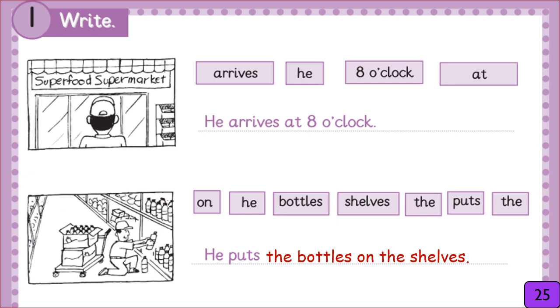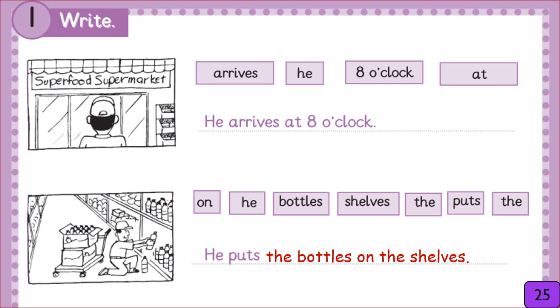Activity 1. Write. Look at the pictures and put the words into the correct order to make a sentence. هنبص للصورة في الأول، ثم ننظر إلى الكلمات وبعدين نعيد ترتيب الكلمات عشان يكون عندنا جملة صحيحة وسليمة. دائما الجمل في اللغة الإنجليزية بتبدأ بفاعل، وضمائر الفاعل هي he, she, it, they, we, you, I أو أي اسم مفرد أو جمع. So we are going to look for he or she here. So we are going to start this sentence. Arrives he 8 o'clock at. He arrives at 8 o'clock.